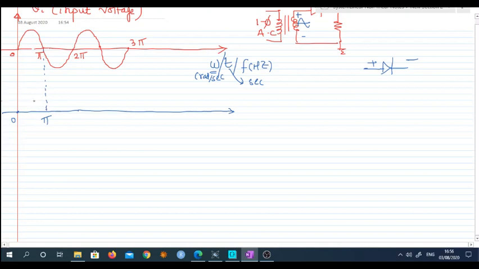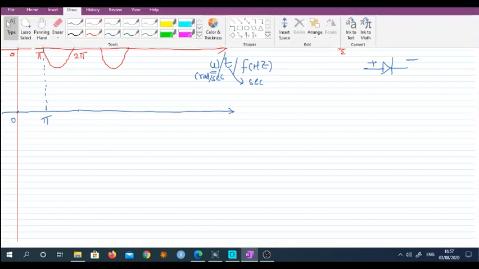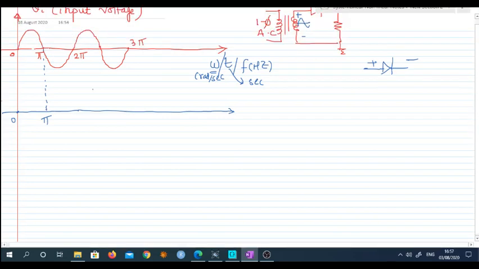But in case of SCR, what will happen when the gating pulse is applied? Let us assume, I will pick up one more color, let me choose a green or black color, that a gating signal is appearing. This is my gating signal. A small pulse is appearing. Again a gating signal is appearing here at regular intervals. Again a third gating signal is appearing here. Likewise these gating signals are appearing.